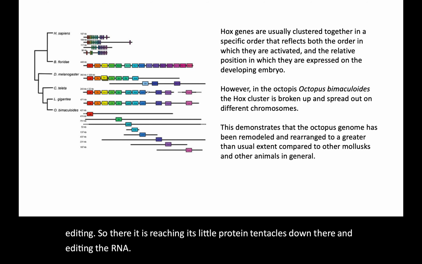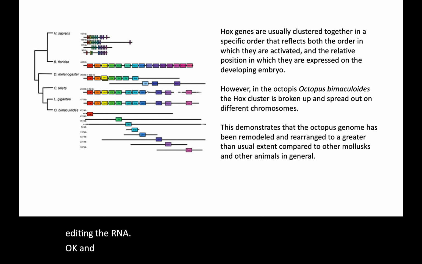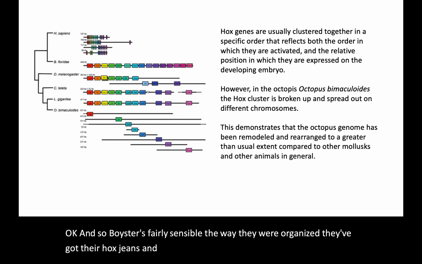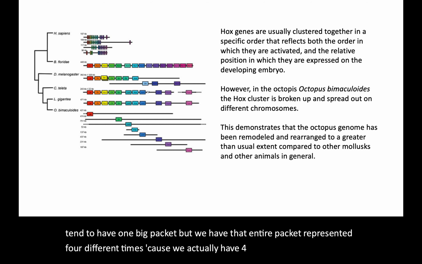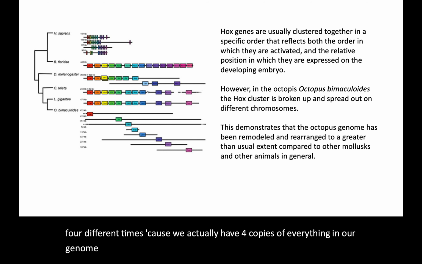Okay, and so oysters, fairly sensible. The way they're organized, they've got their Hox genes in little packets, and that's great. And in humans, we tend to have one big packet, but we have that entire packet represented 4 different times because we actually have 4 copies of everything in our genome. It's just that we've lost certain parts of this.